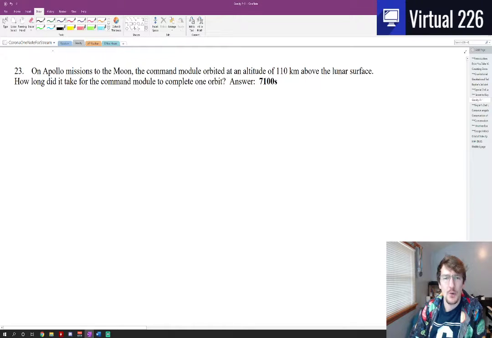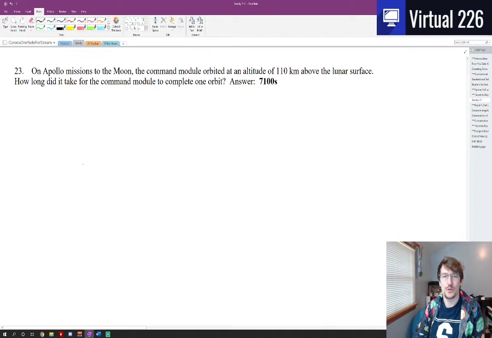Okay. What we're looking at here is practice 1, number 23, and we're going to be looking at Kepler's third law in this case. On the Apollo missions to the moon, the command module orbited at an altitude of 110 kilometers above the lunar surface. What we're looking for is how long it took for the command module to complete an orbit.